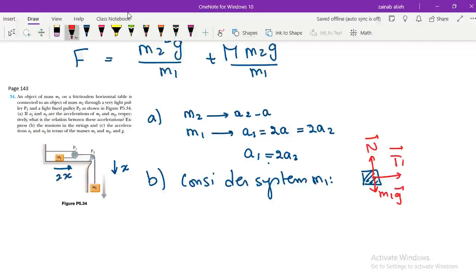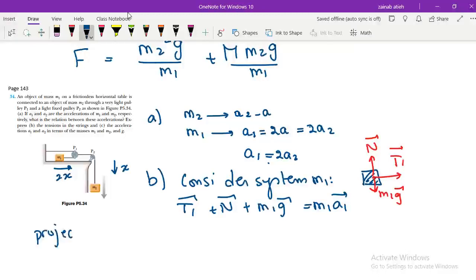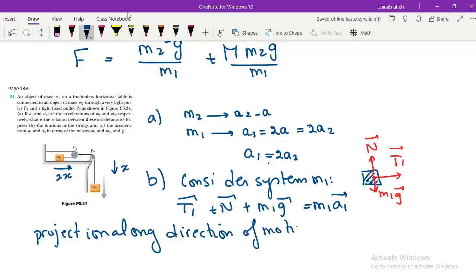Let's apply Newton's second law. Sum of F equals MA. I have 3 forces: T1 plus N plus M1G. It's equal to M1A1. I have to specify it's A1. I will project along the direction of motion because there is no need to project along the y-axis. Projection along the direction of motion. I will get, with the positive sense, don't forget it's moving to the right. The positive sense is to the right.